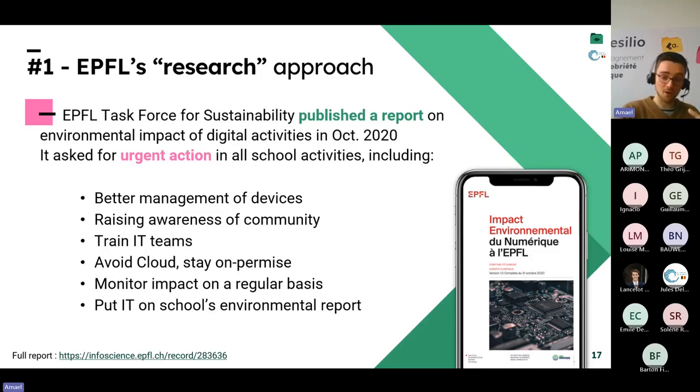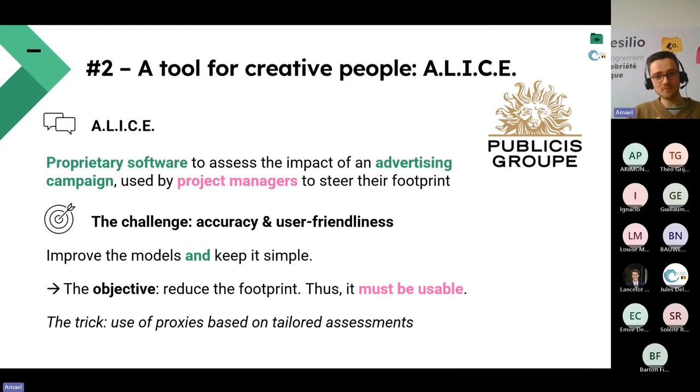So, taking another opposite example, Alice is a tool, a web app, no report any longer, no recommendation any longer. This is a small app that can be used within Publicis Group. Publicis is a large French advertising company. It is proprietary software that they developed internally that helps project managers assess the impact of an advertising campaign. So here we are again working before the problem happens, when the project manager can really take action using the tool and go in the right direction.